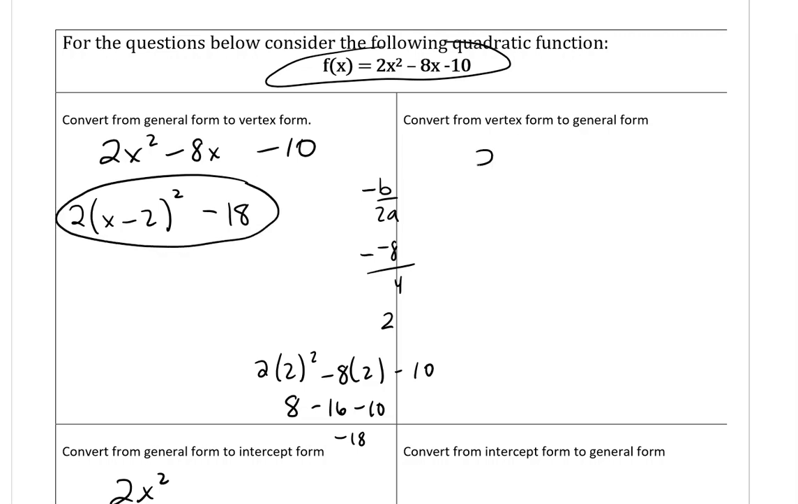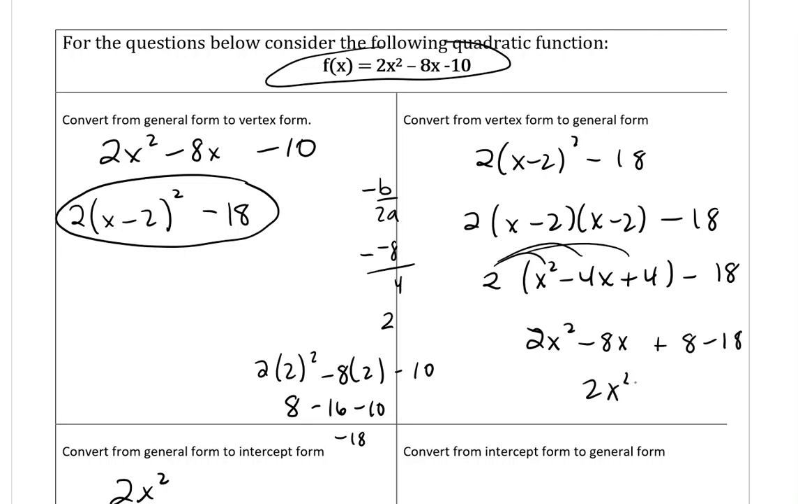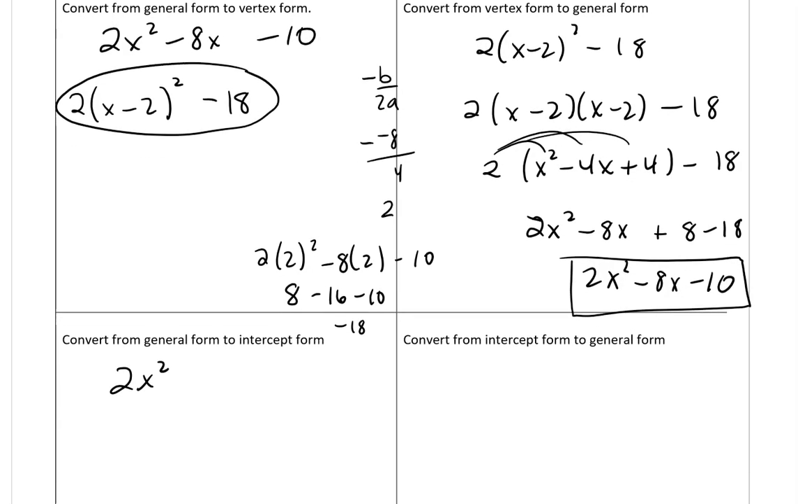Now, if I want to go from this format back to that general form, this is really 2 times the quantity of that, so it looks like that. 2 times x squared minus 4x plus 4. Distribute: 2x squared minus 8x plus 8 minus 18. Oh my goodness, look at that. It is it. Ooh, and the crowd goes wild. I basically just ran in a big circle.